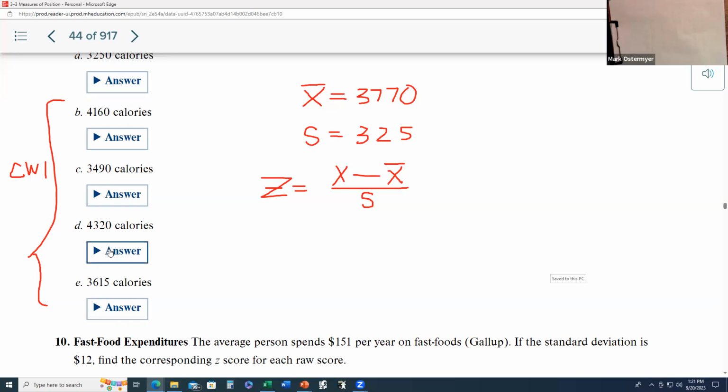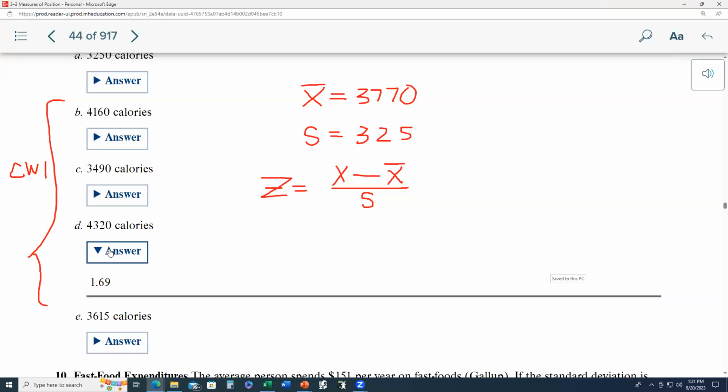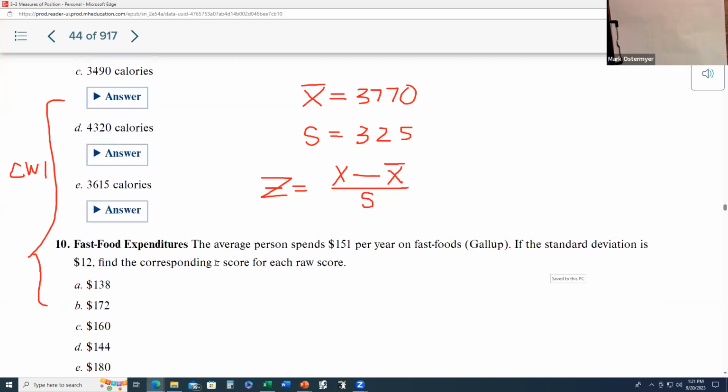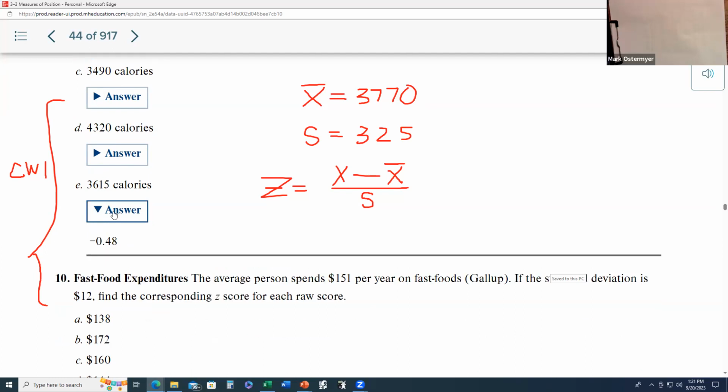Well, it's got to be positive because it's greater than the mean. 1.69. All right, yeah, so 4,320 calories would be 1.69 standard deviations above the mean caloric intake of 3,770 calories. All right, finally, the Z-score for 3,615 would be negative 0.48. That's almost a half a standard deviation below the mean, okay?